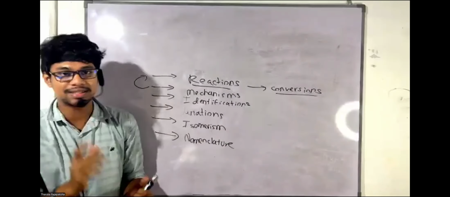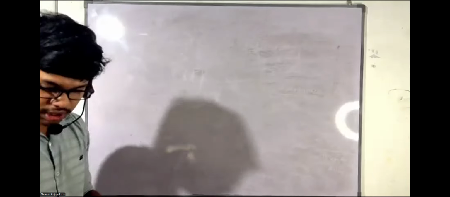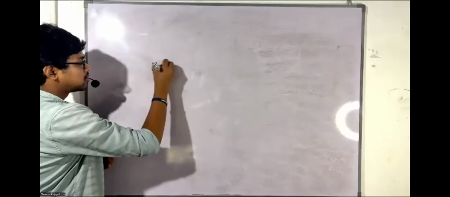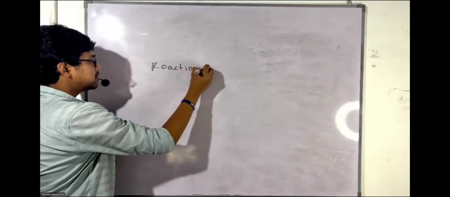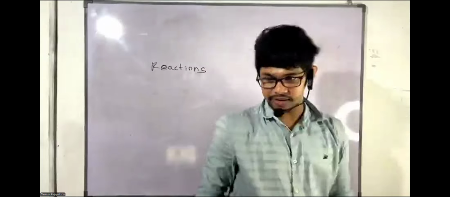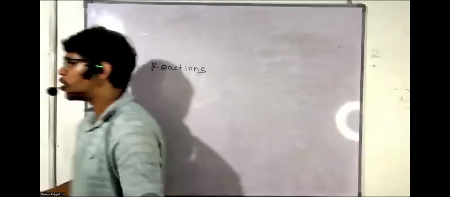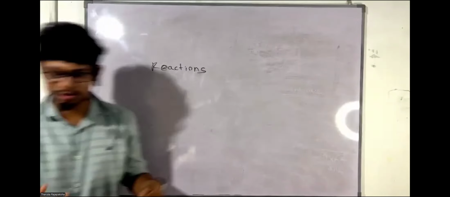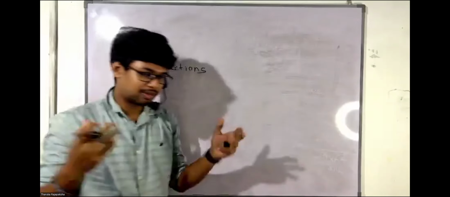So reactions. What are reactions? Under reactions, there are different types of compounds you're going to learn, right? Now in inorganic, you don't have types of compounds. All compounds are individual. For example, sodium hydroxide doesn't belong to a certain category. But in organic, you can divide compounds into categories.